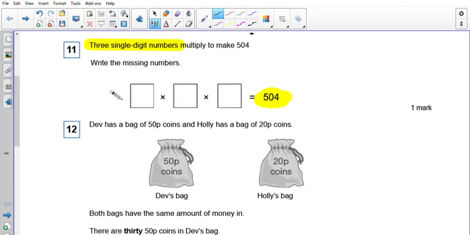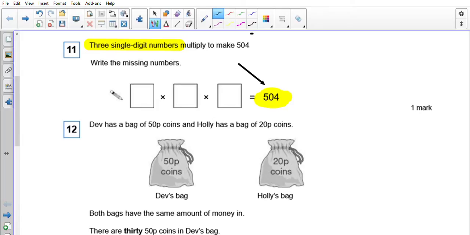They're going to need to be quite large because, for example, if I have something like 3 times 4 times 5, 3 times 4 is 12, 12 times 5 is going to give me 60, which is nowhere near my 504 that I need to get to. And because it's quite a large number, I know I'm going to have to use quite large numbers for this one. So I would probably be having a bit of a play around with this.